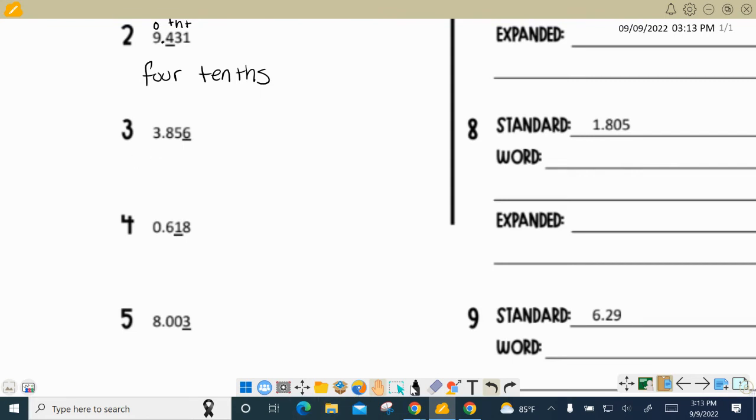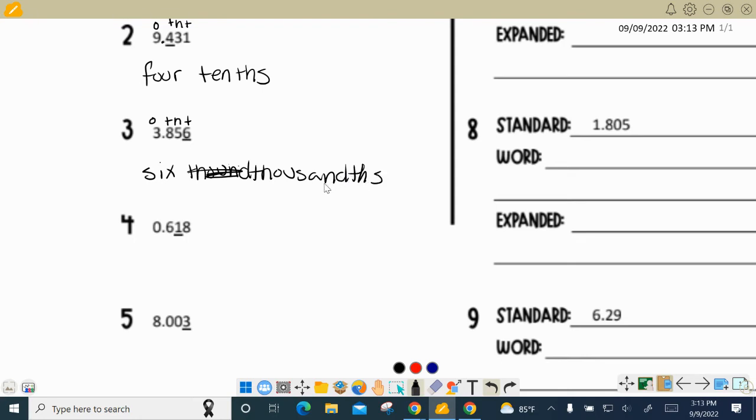Go ahead to number 3. Think about what place those numbers are in and tell me the value of the 6. I hope you said ones place, tenths, hundredths, thousandths. That means that 6 is worth 6 thousandths because it's in the thousandths place. Thousandths. It's hard to spell sometimes.